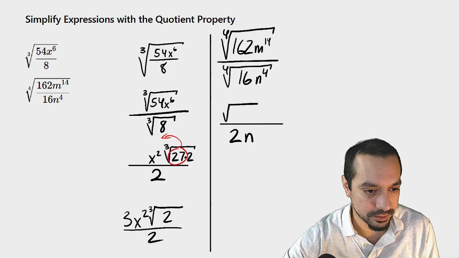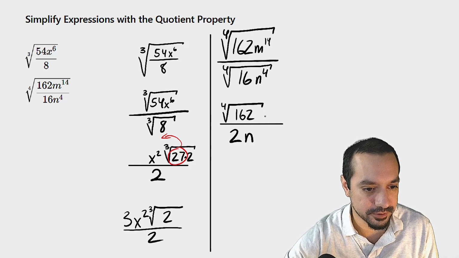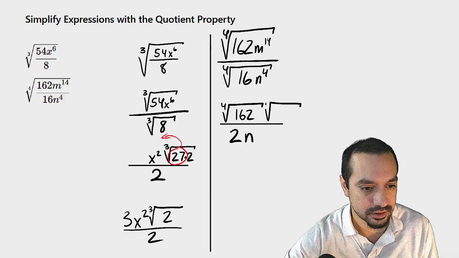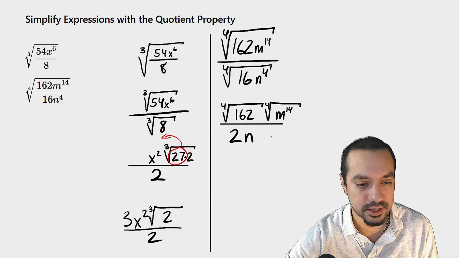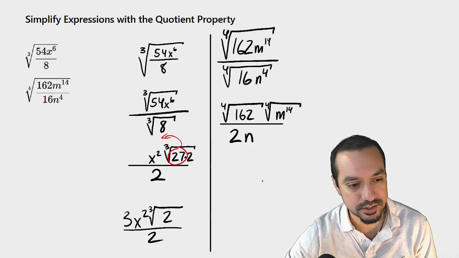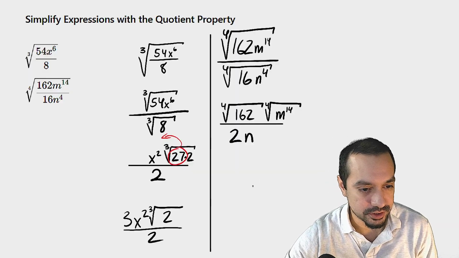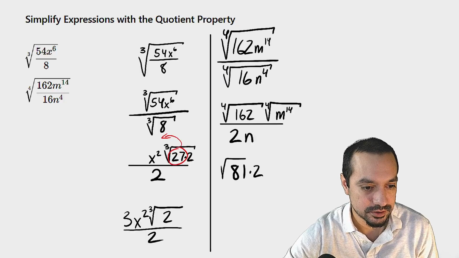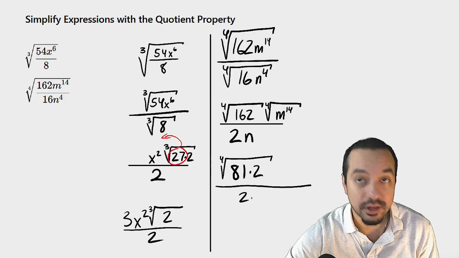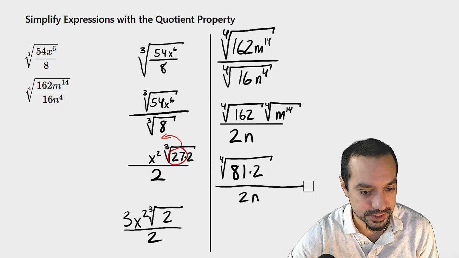For my numerator, I'm going to separate the digits from the variables. That'll help my brain focus on each thing step by step instead of trying to do it all at once. For 162, nothing obvious comes to mind. I see that I could break it up into 81 times 2. I'll just do that for right now, so hopefully something obvious presents itself to my brain.